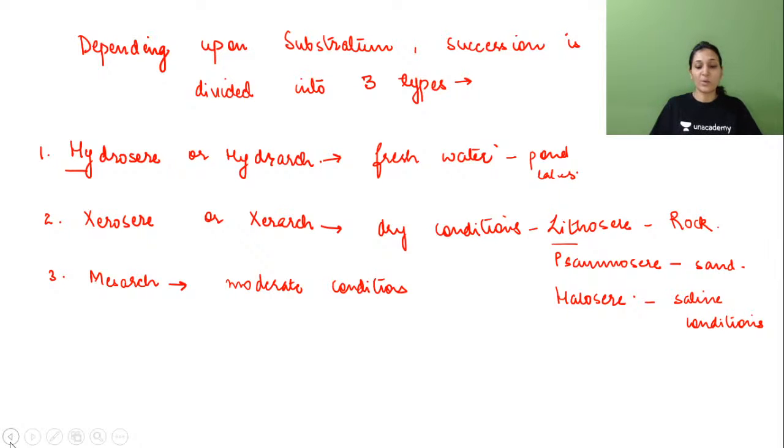Now we have covered the four categorizations, that is primary and secondary succession. Then we have seen autogenic and allogenic succession. Then we have seen autotrophic and heterotrophic succession. And then we have seen depending on the substratum. So we have seen the types of succession on four bases. Now we are going to talk about the mechanism of succession.